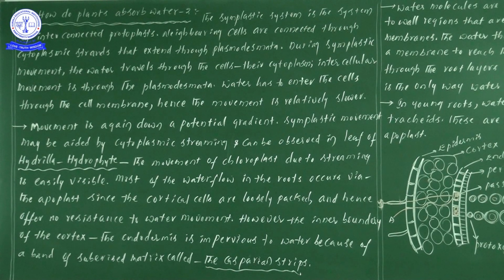When intercellular spaces are present, or the cells are loosely packed, water translocation definitely takes place through the intercellular spaces. If water transportation takes place through the intercellular spaces, that kind of pathway is what we call the apoplast. So that's why the apoplast plays an important role in roots for the translocation or transport of water.